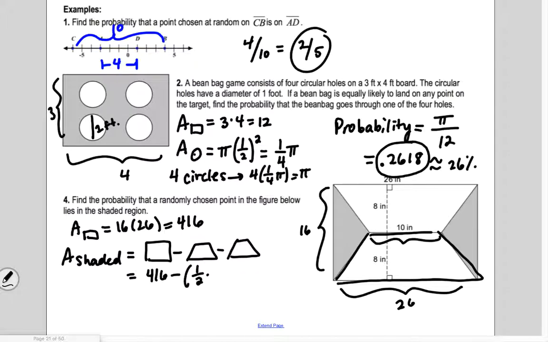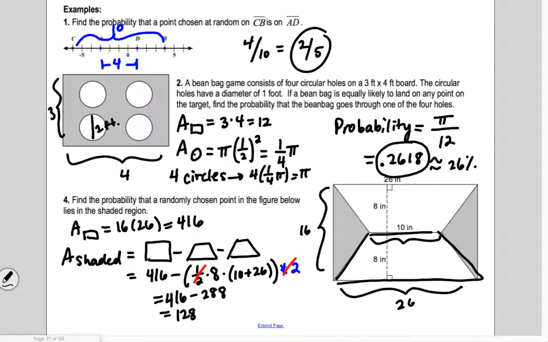1/2 h b1 plus b2, 10 plus 26. All right, I actually have that twice because the other one also has 10 and 26 and 8 as its measurements. So I could just multiply by 2 if you want, right? Or you could subtract it out again. Whatever you guys want to do. I'm just going to multiply by 2. So as I start multiplying, I'm like, oh, that 1/2 and 2, that's lucky that I did that times 2 because it goes away. So I get 8 times 36. So I get 288. So 416 minus 288 is 128. That's the area of the shaded region.